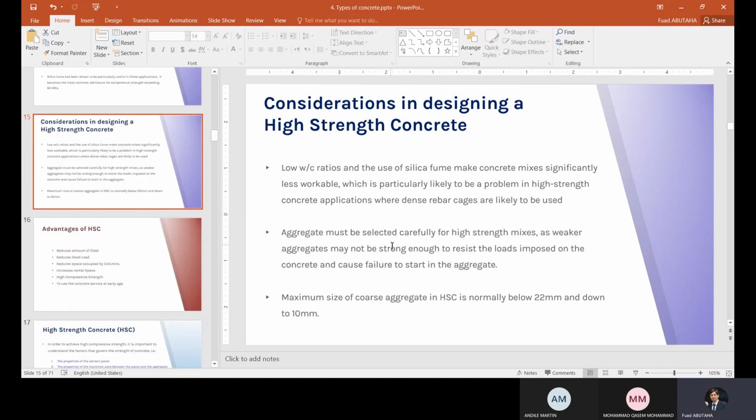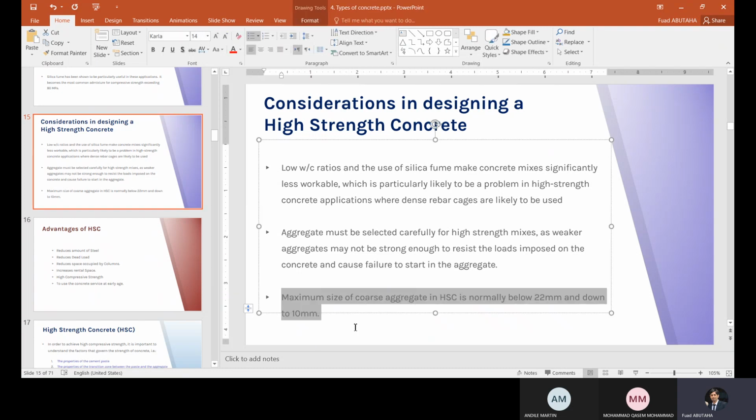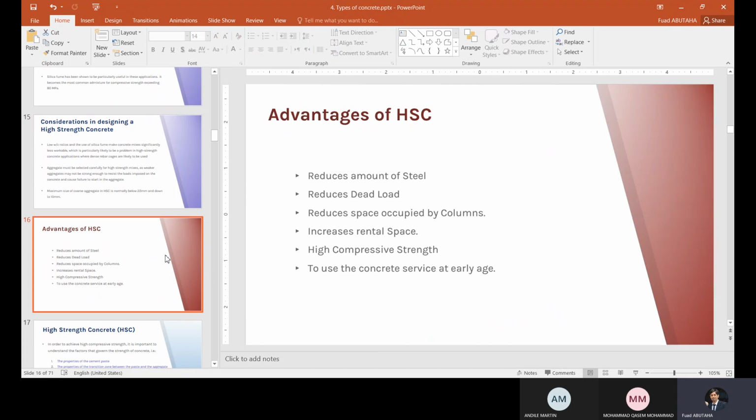The aggregate must be selected carefully for high strength mixes, as weaker aggregate might not be strong enough to resist the load imposed on the aggregate. And this is also the maximum size of coarse aggregate. High strength concrete is normally below 22 and down to 10 millimeters. So as we discussed before, we need to reduce the maximum size of the aggregate in order to achieve higher strength of concrete.